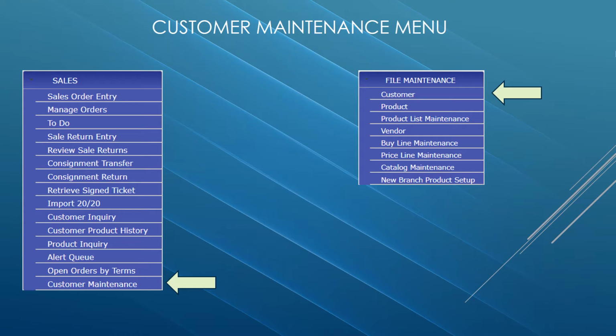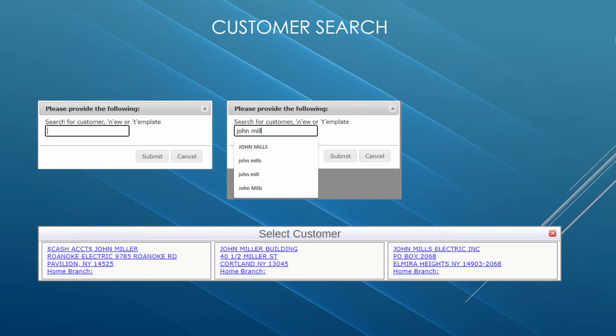Customer maintenance can be found either on the Sales submenu or the File Maintenance submenu, where it is just called Customer. As with most search functions, the more letters you type in, the more selective the search results will be. Keywords can be added to the customer record to provide a quicker and more exact search result.